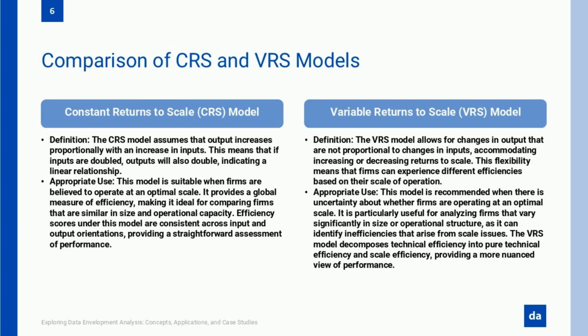This is the wild card, the model that says, let's keep it real. Growth isn't always proportional. VRS knows that sometimes you can pour in more resources and get massive returns. We call that increasing returns to scale. Other times, adding more might barely move the needle or even backfire. That's decreasing returns to scale. VRS doesn't play by fixed rules. It's the agile, flexible underdog that adapts to real-world chaos.